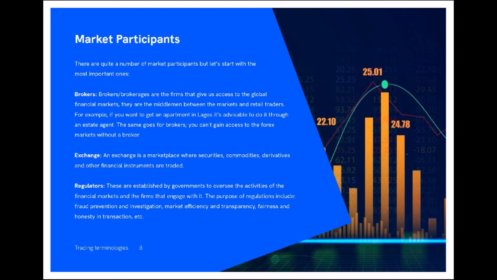So let's talk about the market participants. There are quite a number of market participants, but let's talk about the most important ones. First is the broker, e.g. markets. In very simple terms, we give you access. I don't like the word trade. We give you access to grow your wealth in the financial market by trading in the global financial market. So we are in the service of providing you access to grow your wealth by trading the global financial markets.